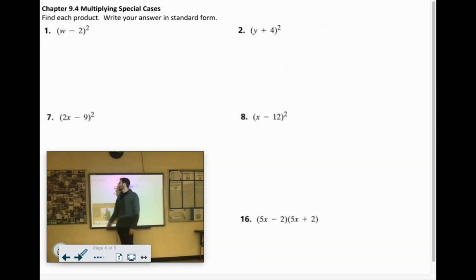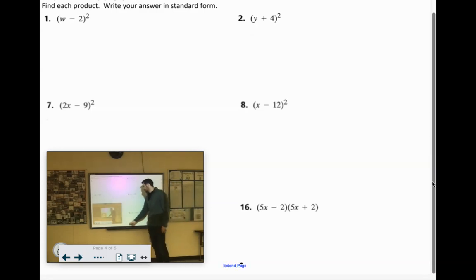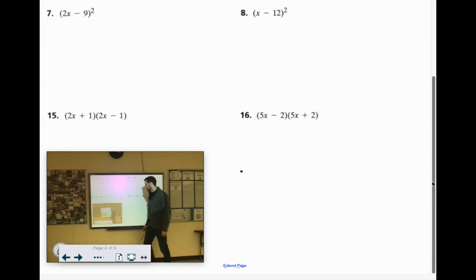All right, so let's go to 9.4. 9.4 was like multiplying special cases. So when you have something squared, there was a shortcut. So we'll do like number 7.